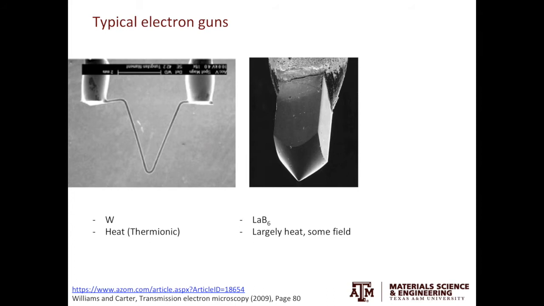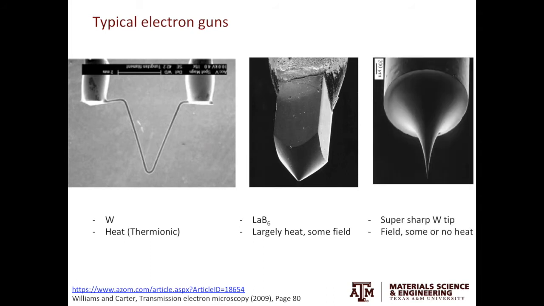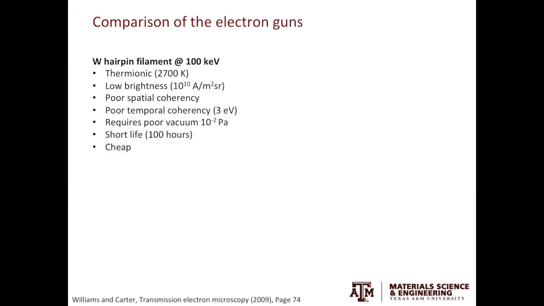generated. The last type of the electron sources, which is more common nowadays, is the field emission source. The electron gun is a super sharp tungsten tip. Because the tip is super sharp, the field generated is large to pull out electrons. If the FEG source is slightly heated, then it will be a Schottky source. If the FEG gun is not heated, it will be a cold FEG.